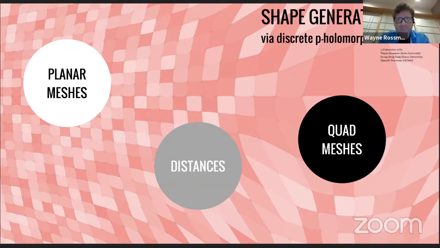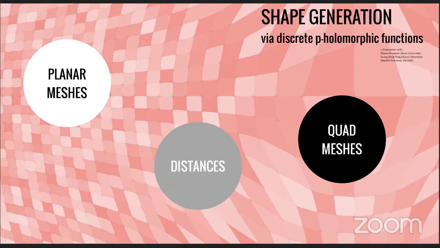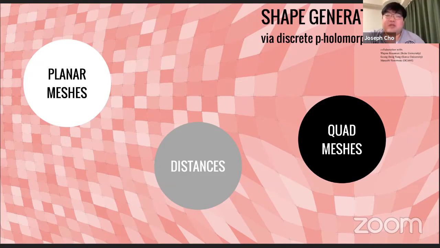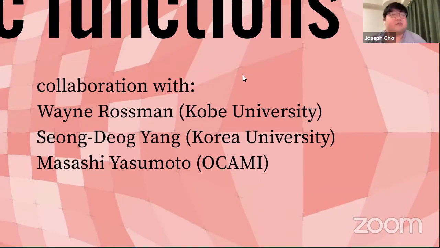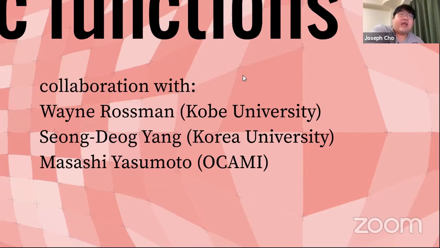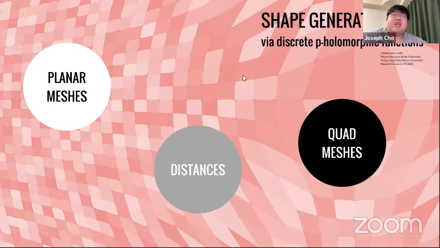So today I'm very happy to give a talk on what I am studying and hopefully explain how what I study, which is pure mathematics, can be related to some things that we see in real life. So here we go. This talk is based on the collaboration with Wayne Rossman, Seong-Deog Yang, and Masashi Yasumoto. And today I'm going to talk about generating shapes using something called discrete p-holomorphic functions.